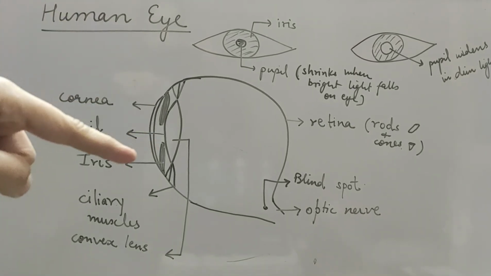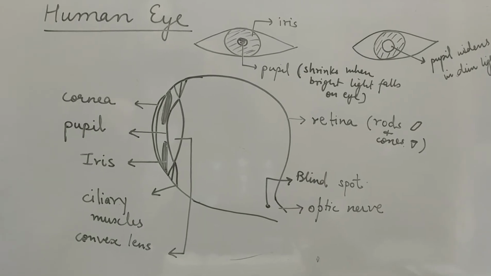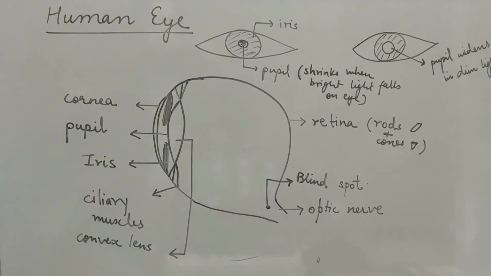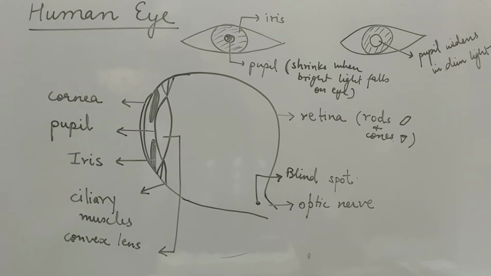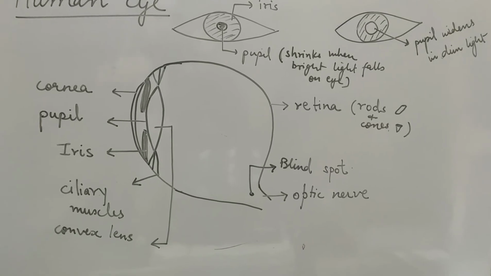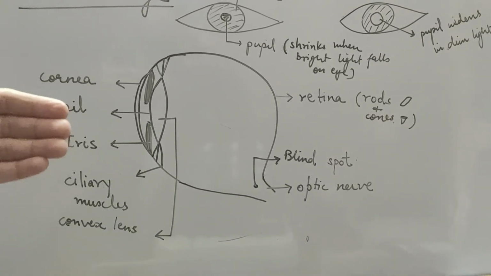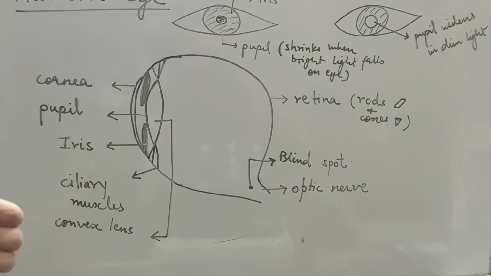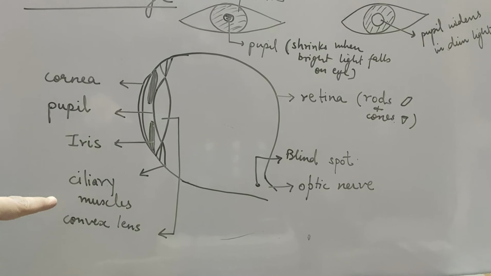Now this lens is held in its position with the help of these ciliary muscles. Ciliary muscles have two jobs to do. One, holding the lens in position, and the other is adjusting the thickness of the lens. Now, why do we need to adjust the thickness of the lens? That is to view the objects at different distances. When the objects are near to the eye, the thickness of the eye lens will increase. When the objects are far away from the eye, the thickness of the eye lens will decrease. This increase and decrease in the thickness is done by the ciliary muscles.